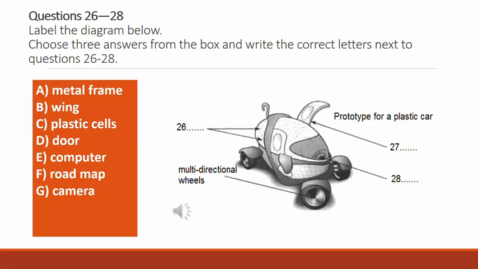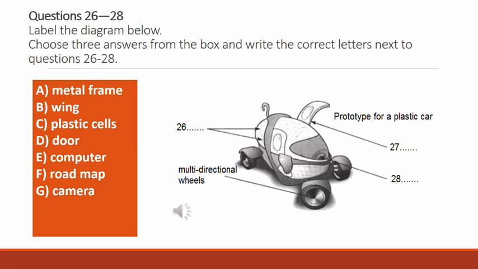Have a look at 27. Where is that arrow pointing to? What could that possibly be? 28. It's a little bit difficult to see, but it's pointing to something inside the car. What could that be? Now have a look at the possible answers or the options in the box.